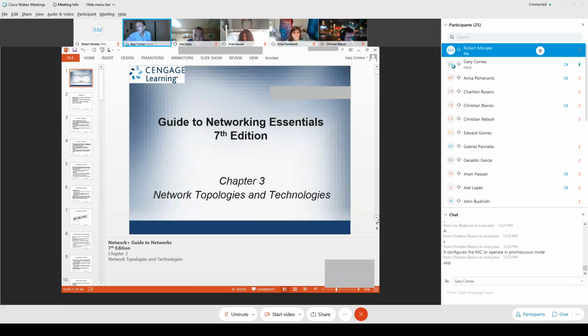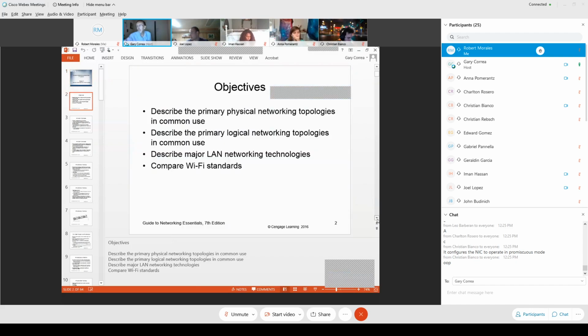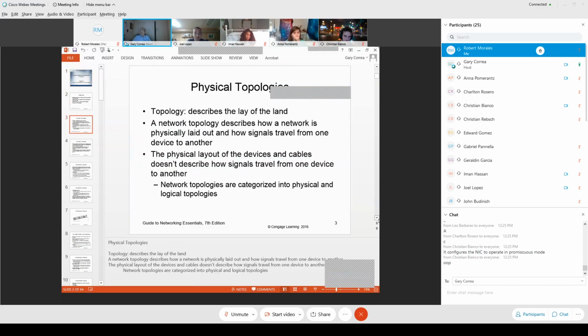Okay, what is topology? The lay of the land. What does that mean? The second dot: how the network is physically laid out. So how do I physically lay my network out? That is topology. How does my network physically look? How is it physically laid out? That is my topology.